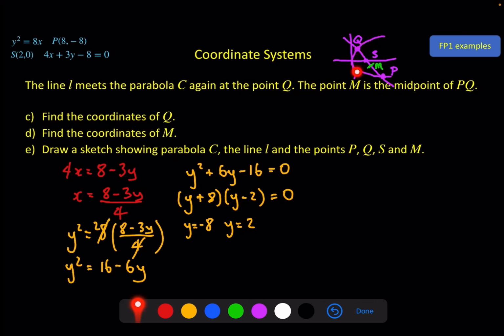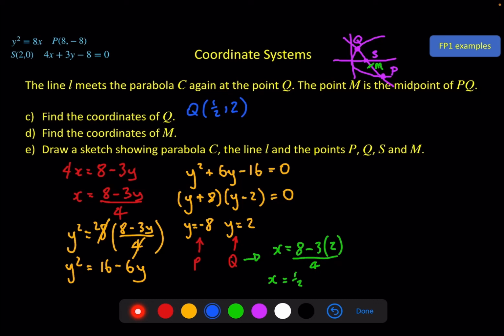Now where the curve meets the line, we know that one of those points is P, and the coordinates of P are 8, minus 8. So this one here, this is P. And this one here is the y coordinate of Q. And I also need the x coordinate of Q, so I'm going to put that back into this expression here. So x is equal to 8 minus 3 times y, which is 2, so that's 6. 8 minus 6 is 2, divided by 4 is a half. So the coordinates of Q are a half and 2.